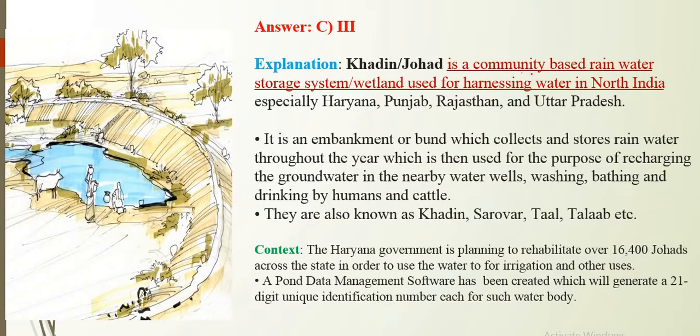It is a water harvesting technique in North India, especially Haryana, Punjab, Rajasthan and UP. This is the image given about Johad or Khadin, and it is an embankment or pond which collects and stores rainwater throughout the year, which is then used for recharging groundwater in nearby wells, washing, bathing, and drinking for humans and cattle. It is also known as Khadin, Sarovar, Tal, Talab, etc. And the context is that the Haryana government is planning to rehabilitate over 16,400 Johads across the state in order to use the water for irrigation and other uses.